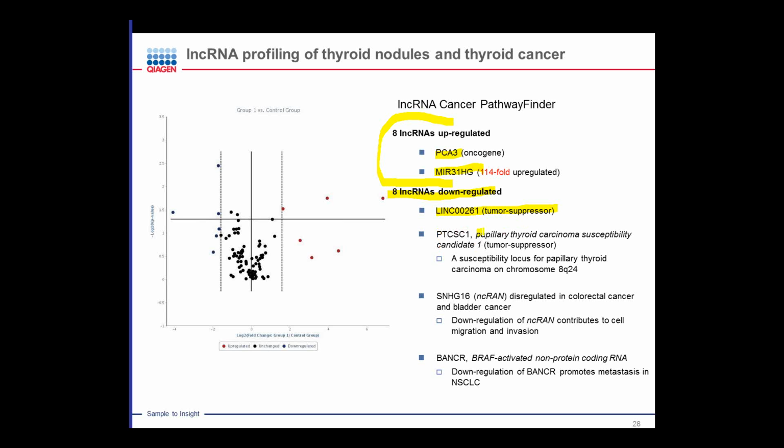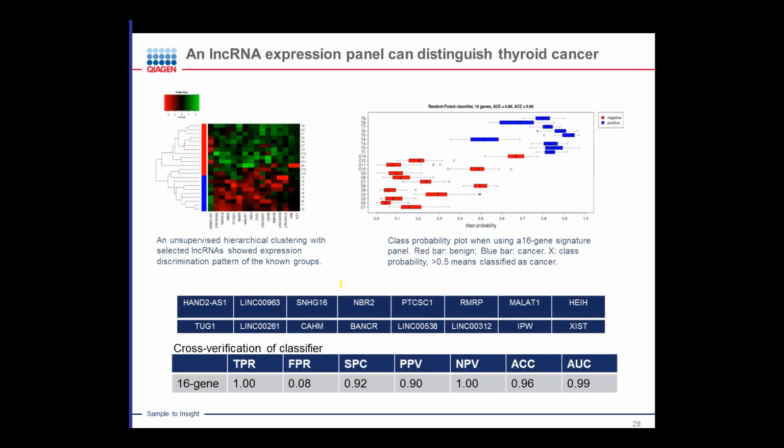PTCSC1 is already implicated in thyroid cancer as a tumor suppressor, so it's not surprising it's downregulated. And there are a couple of others that have been reported to be downregulated in other cancers and could possibly be acting as tumor suppressors. So all in all, a very interesting group of findings from a relatively simple experiment on a dozen or so samples. Now, yes, these are on tissue samples rather than on serum and plasma, but Dr. Deere is going to talk much more about that after me.